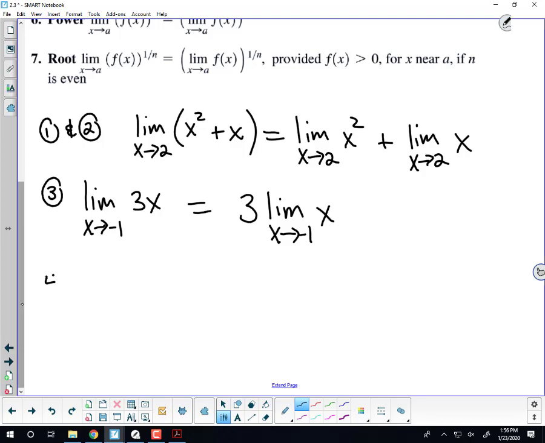Product rule says that the limit of a product is the product of the limits. So like the limit as x approaches 4 of 3x times the square root of x is the same thing. We can compute it as the product of the limits.